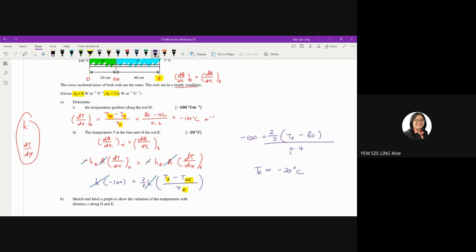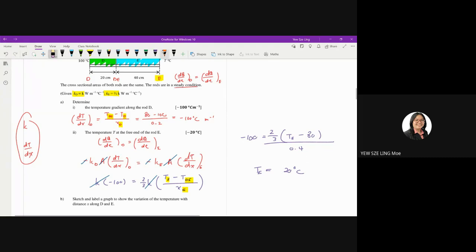Is it negative? Let me rearrange the equations. Something is wrong. So 100 times 0.4, you obtain 40. 40 times 3, 120, divided by 2, 60. So 60 you have here, negative 60. Now it should be positive, okay? The final answer in your book is wrong.